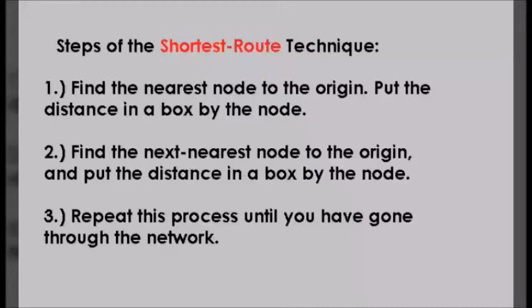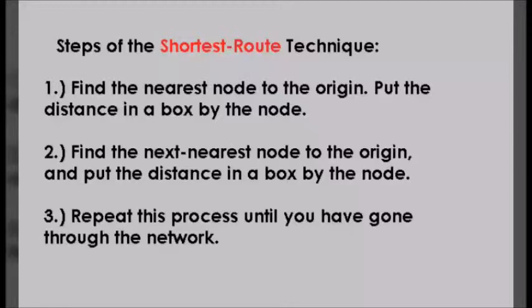So these are the steps of the shortest route technique. First, find the nearest node to the origin, put the distance in a box by the node. Second step is find the next nearest node to the origin and again, put the distance in a box by the node. But in some cases, several paths will have to be checked to find the nearest node. The third step is to repeat this process until you have gone through all the entire network. The last distance at the ending node will be the distance of the shortest route.